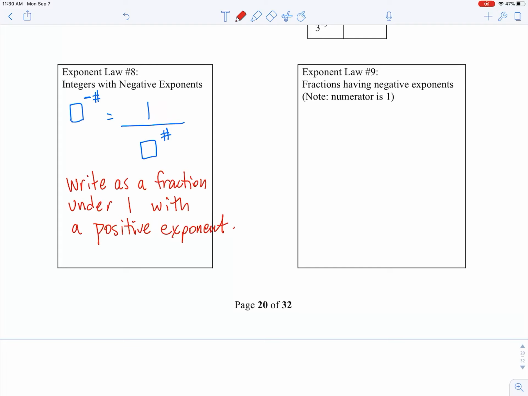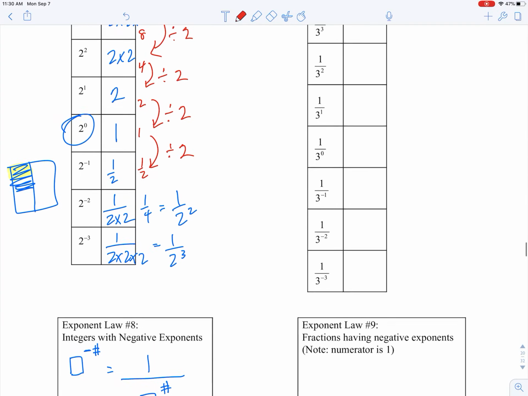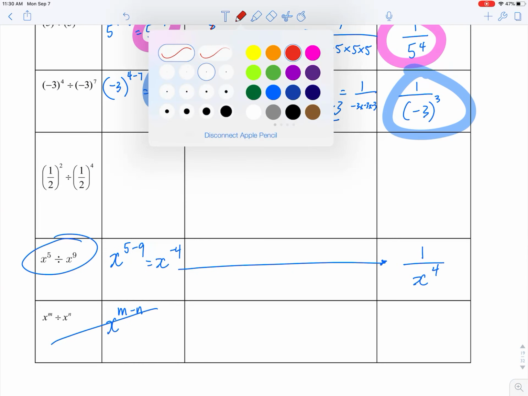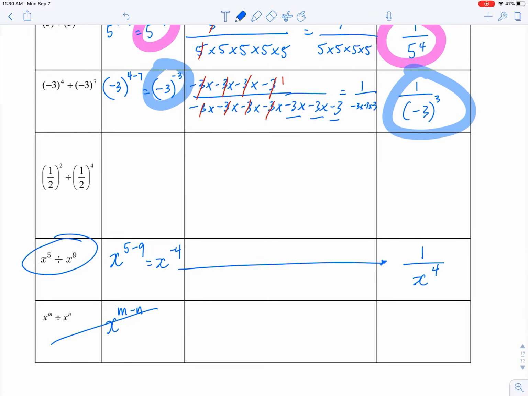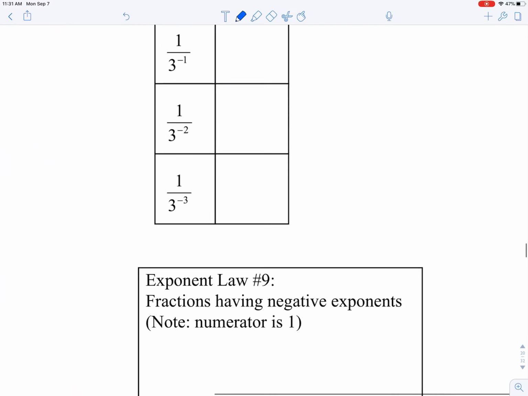All right. Now, law 9 says fractions having negative exponents. We're going to go back to the table. Remember, we skipped that fraction. So I'm going back up to our fraction. I'm going to do it in this space right here. If I had the number 4/9 to the -2.